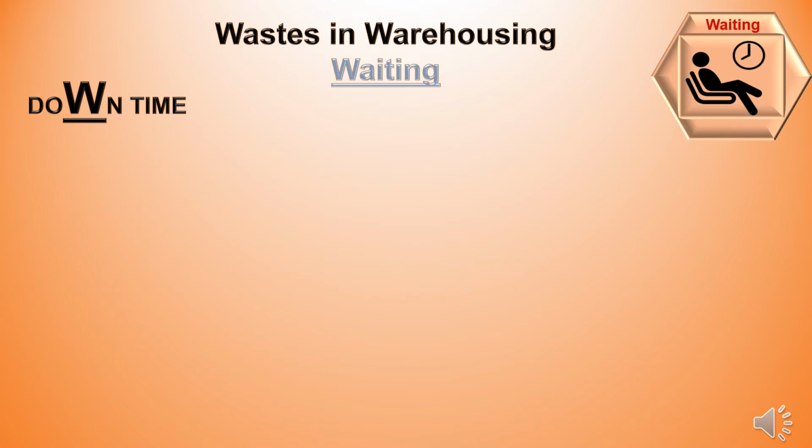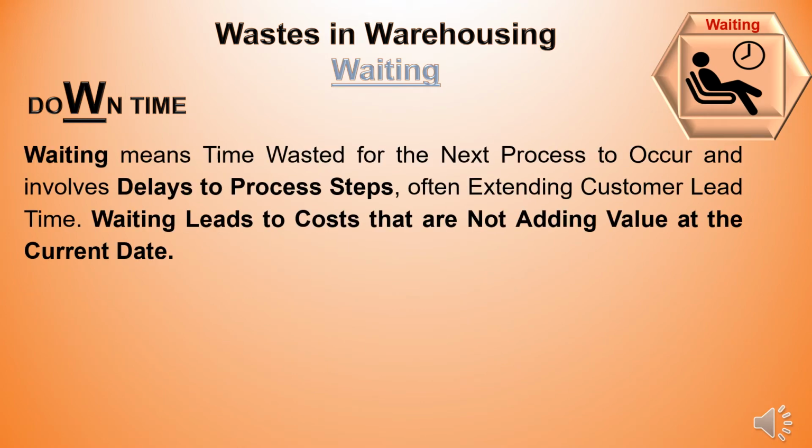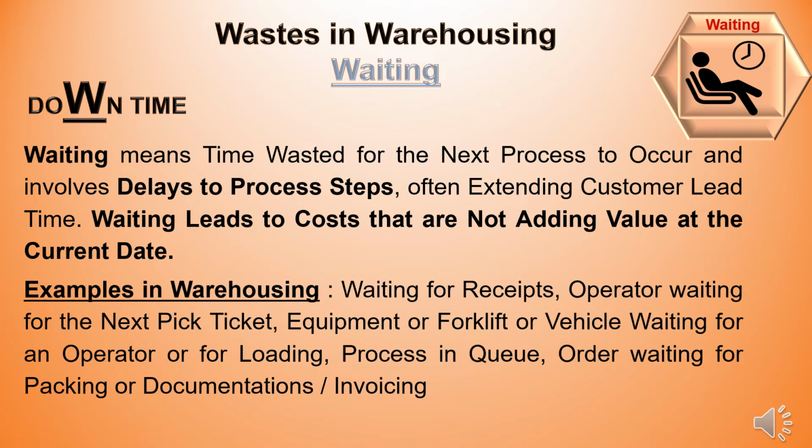Wastes in warehousing. The third waste in downtime, that is waiting. Waiting means time wasted for the next process to occur and involves delays to process steps, often extending customer lead time. Waiting leads to costs that are not adding value at the current date. Examples in warehousing: waiting for receipts, operator waiting for the next pick ticket, equipment or forklift or vehicle waiting for an operator or for loading, process in queue, order waiting for packing or documentations, invoicing.